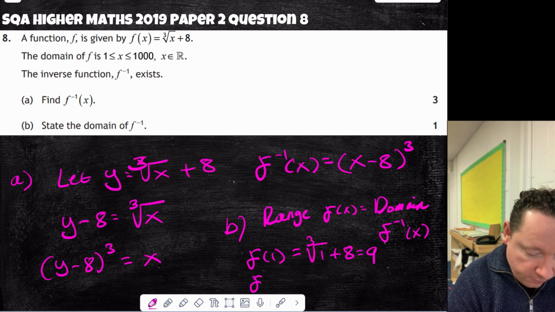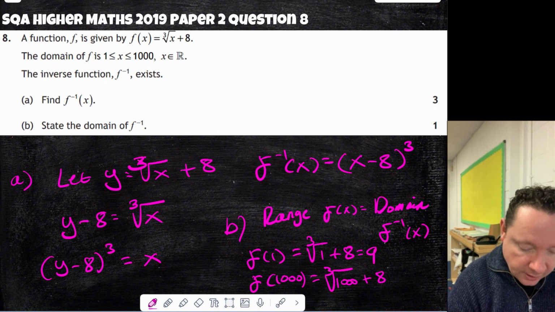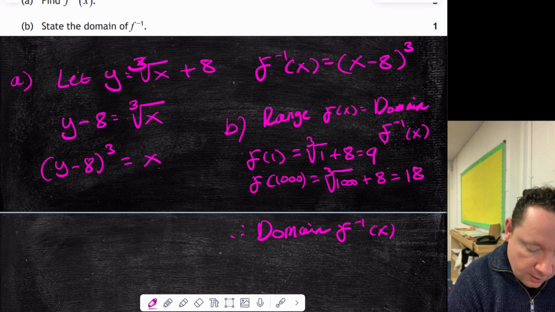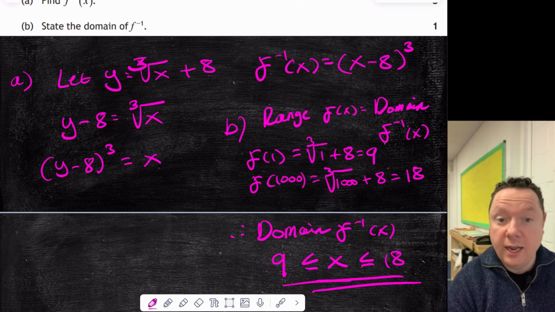And f of 1,000, which is the highest number it can be, is the cube root of 1,000 plus 8. Well, 10 times 10 is 100, times 10 is 1,000, so that's 18. So therefore, the domain of the inverse function is 9 is less than or equal to x is less than or equal to 18. And we're done there. It's between 9 and 18.